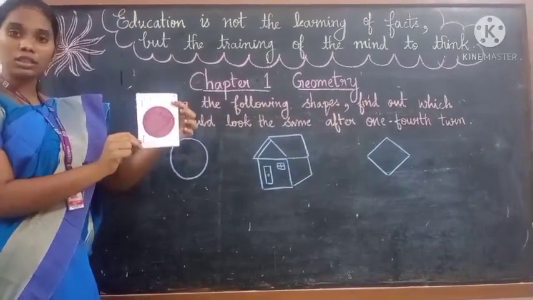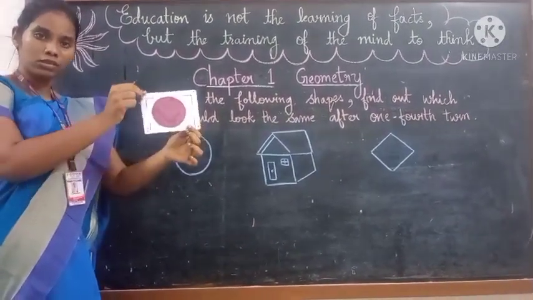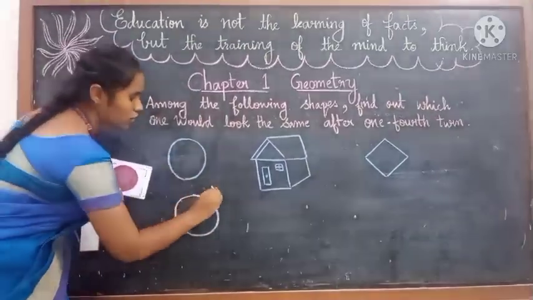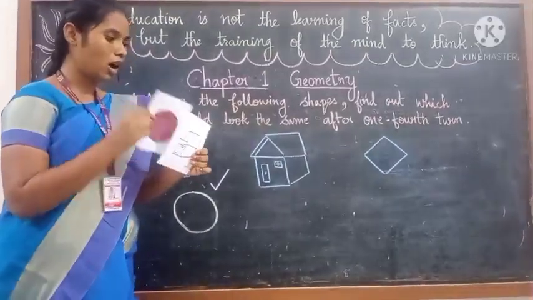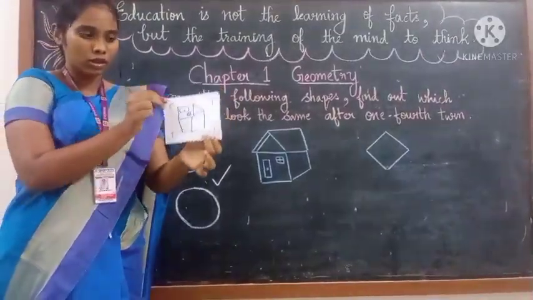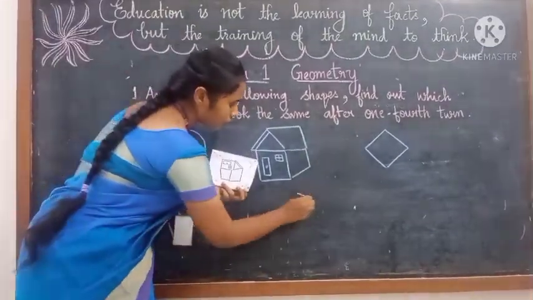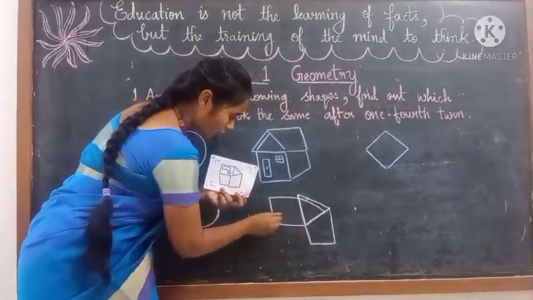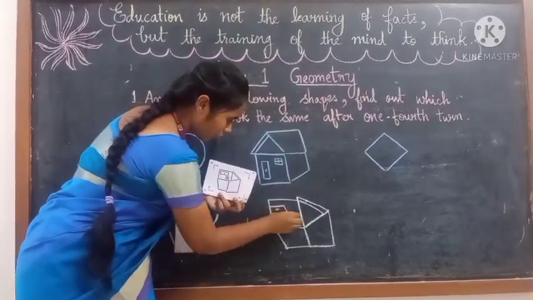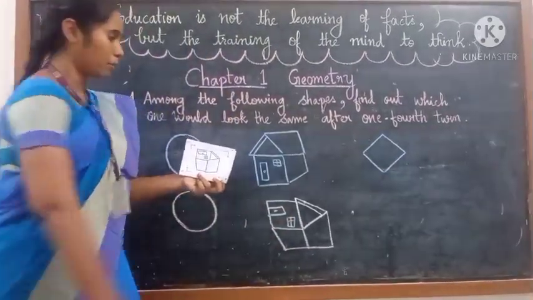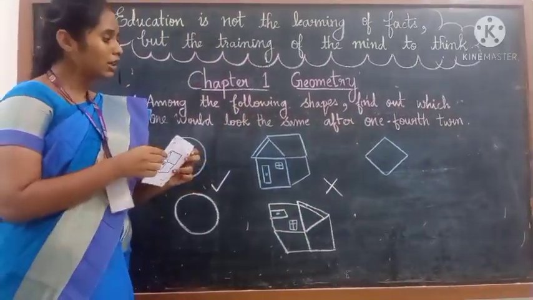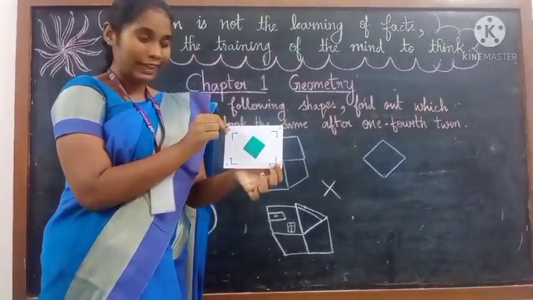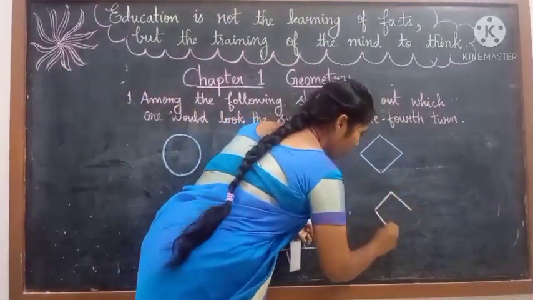Children, now see how this circle turns after 1/4 turn. How it looks like? Same. So both are looking same. So we shall put tick. Now see the picture house. We are going to make 1/4 turn. How it is looking? Shall we draw it? It is not looking same. So wrong. Now the next picture. When we turn quarter turn, how it looks? It looks the same. So tick.